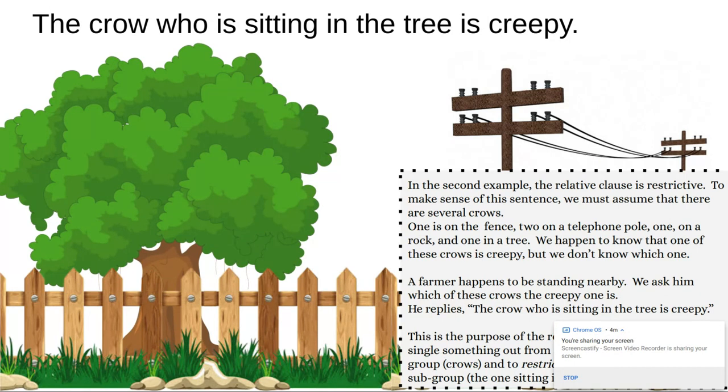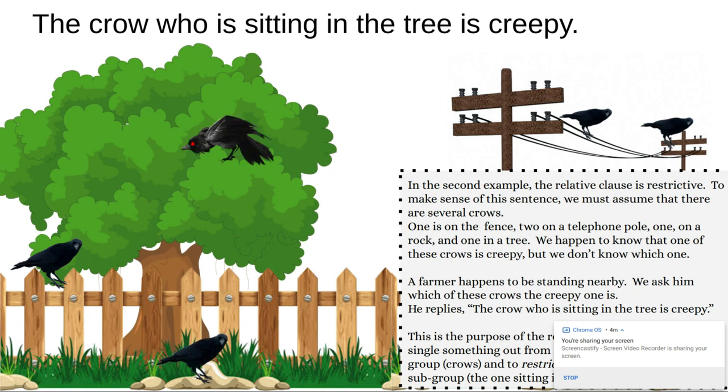So now in this example, we have to make sense of it by assuming that there are several crows, right? So there's one on the fence. He should pop up. There we go. There are 2 on the telephone pole. Yep, there they are. There's one on a rock. Yep. And there's one in the tree, right? Oh, yeah, I see it.